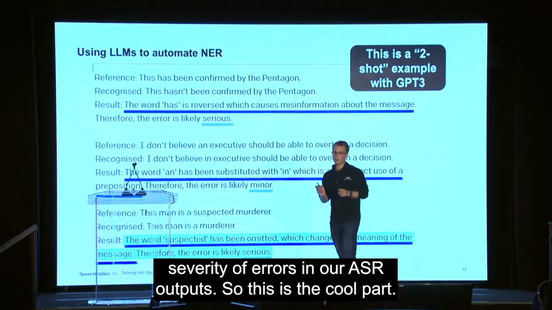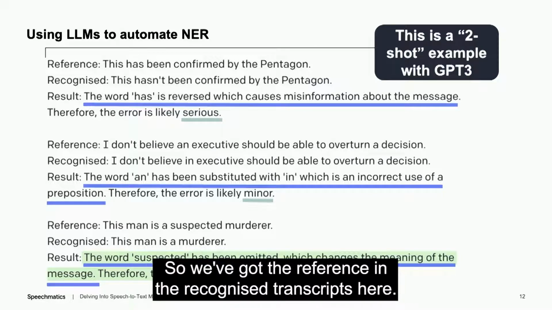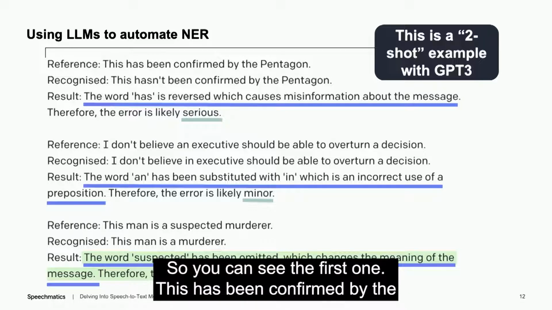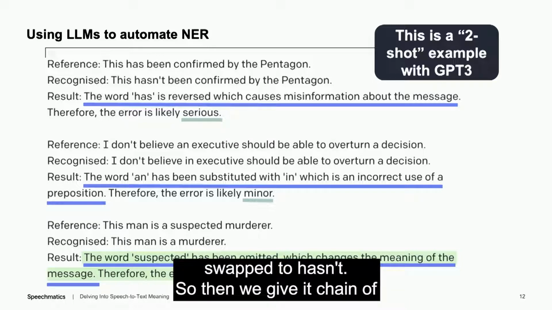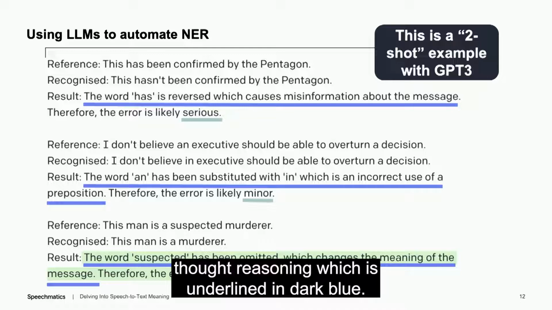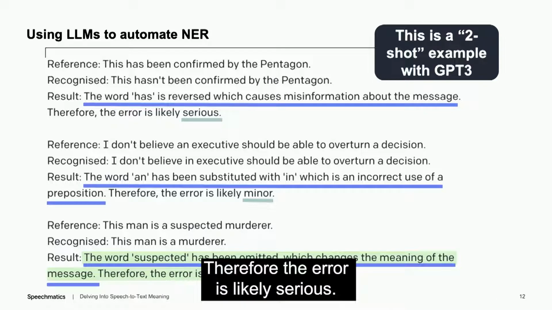So this is the cool part. This is GPT-3 Playground. And we've set up the problem as follows. We've got the reference and the recognized transcripts here. You can see the first one, this has been confirmed by the Pentagon, and there's a one-word difference which it's been swapped to hasn't. Then we give it chain of thought reasoning, which is underlined in dark blue. The word has is reversed, which causes misinformation about the message. Therefore, the error is likely serious.